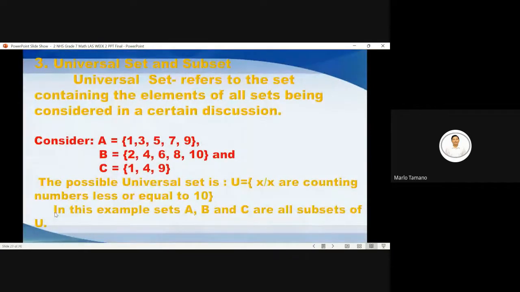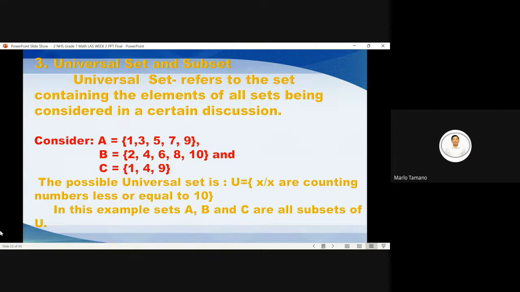Alright. Now, number 3, universal set and subset. Universal set refers to the set containing the elements of all sets being considered in a certain discussion. So, nasabi ko na kanina, yung universal set natin, yun po yung rectangle natin. Yan po yung universe. Okay? Dito sa mundo na ating kinagagalawan, yan po yung ating universe.